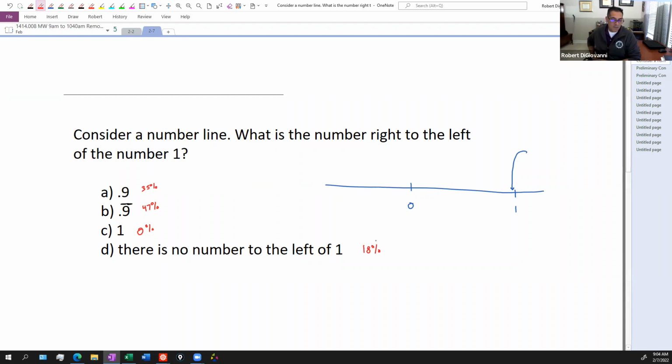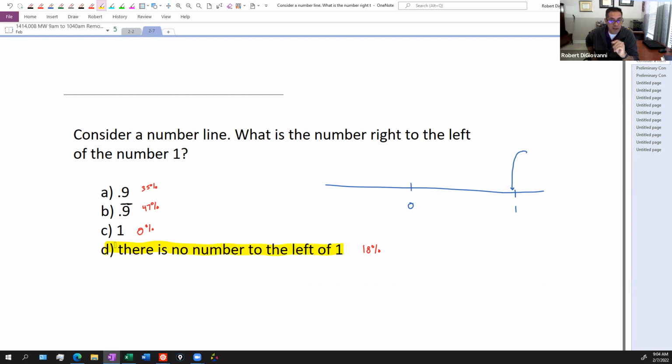All right, now I guess I should have said this, it was implied. I'm talking about the number right to the left of 1, the one closest to it, but to the left of 1. So the correct answer here is D, that there is not a number that is directly to the left of 1.